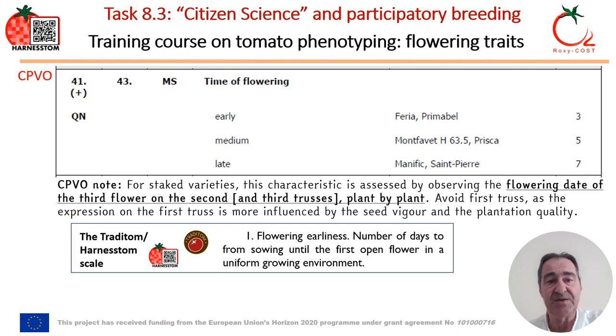For determinate varieties, the protocol indicates to grow them as the indeterminate ones, and to take the record in the same way. In large phenotypic screenings, it is usually complicated to follow this protocol, as recovering the third flower in each plant may be cumbersome, as well as recording the trait on higher order inflorescence. Thus, in these cases, allowance can be made for the seed vigor effect, and the flowering time is scored as the day of the first open flower in each plant.